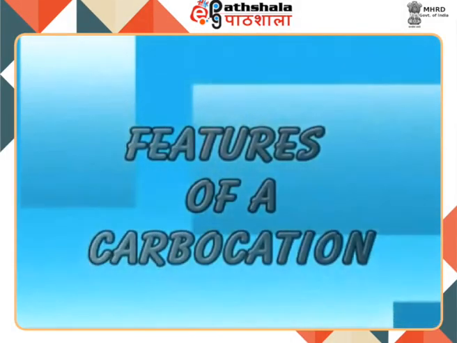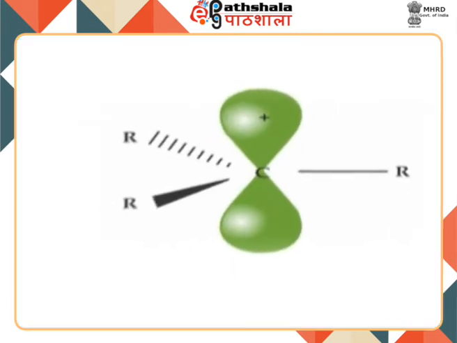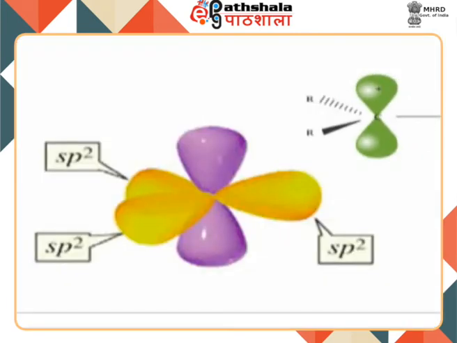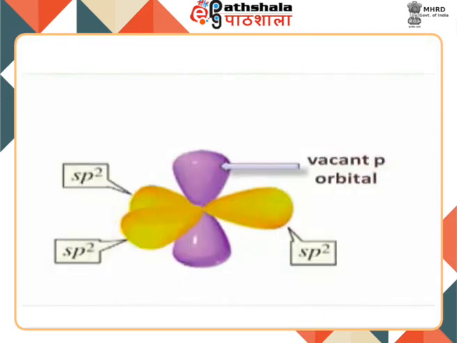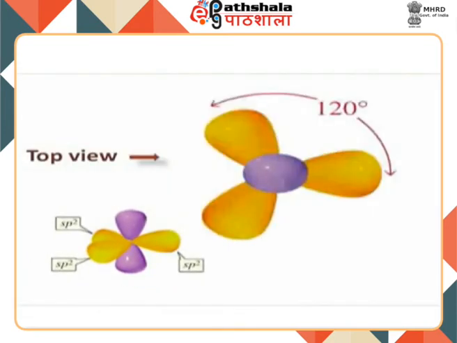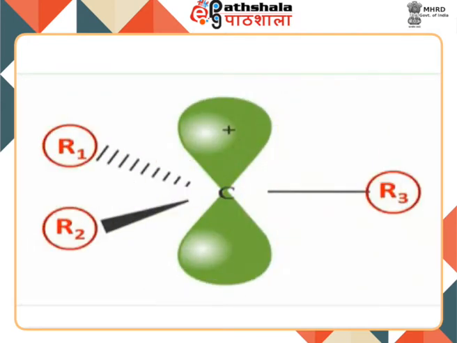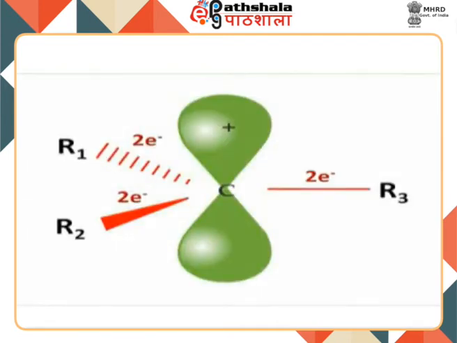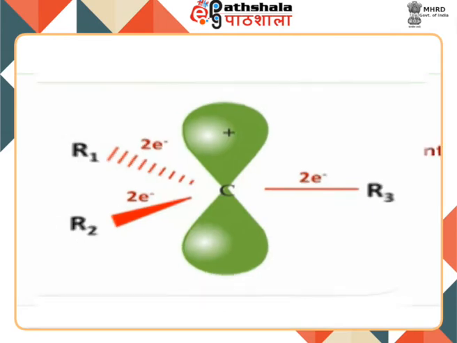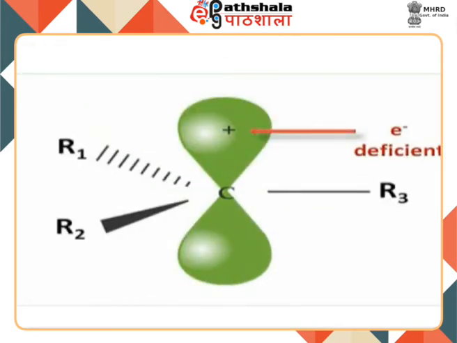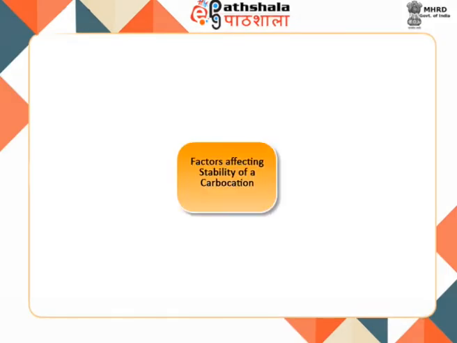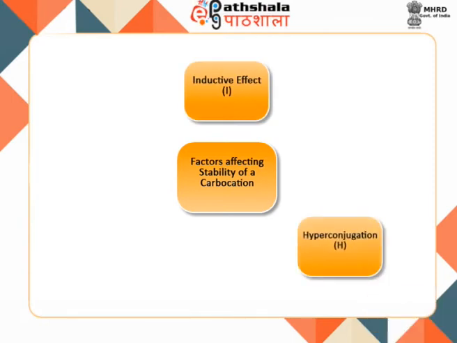Let us go through the various features of a carbocation. The carbon bearing positive charge of a carbocation is sp2 hybridized and has a vacant unhybridized p orbital. It has a planar structure with bond angles separated by 120 degrees. The positively charged carbon is trivalent. The positive carbon has a sextet of electrons. Thus, it is electron deficient. Stability of a carbocation is governed by factors such as inductive effect, hyperconjugation, or resonance effect.